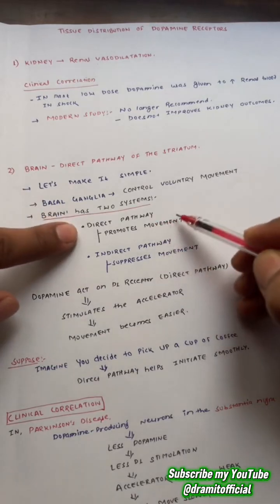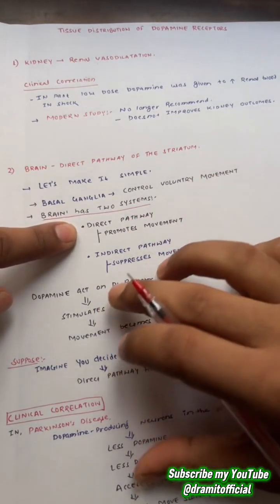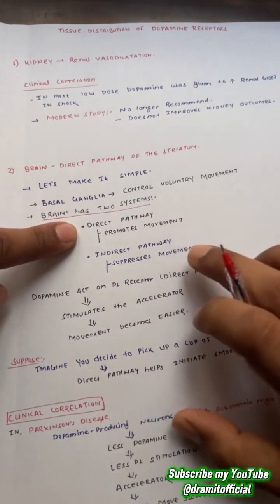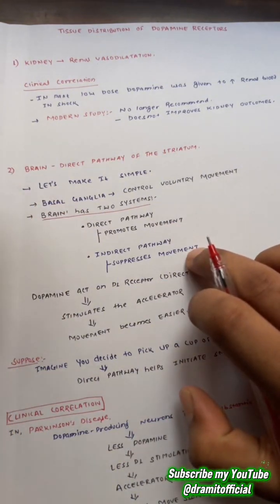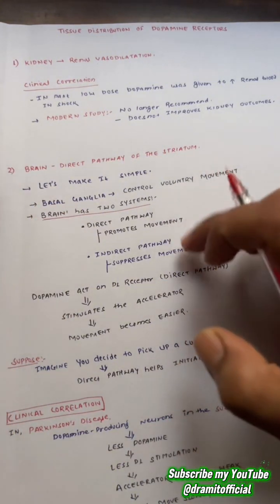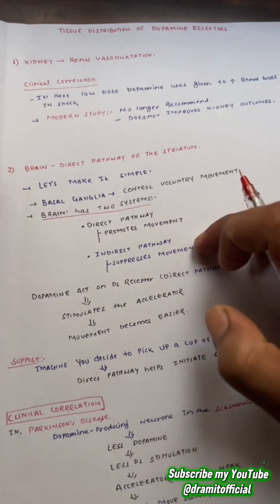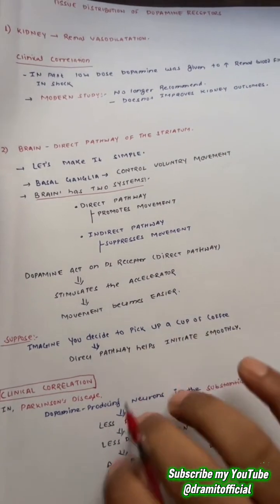The direct pathway actually promotes movement. Whatever movement we do, it promotes the movement, and the indirect pathway suppresses the movement. It actually applies the brake over the movement. Both work with the help of dopamine. So let's see how it actually works.